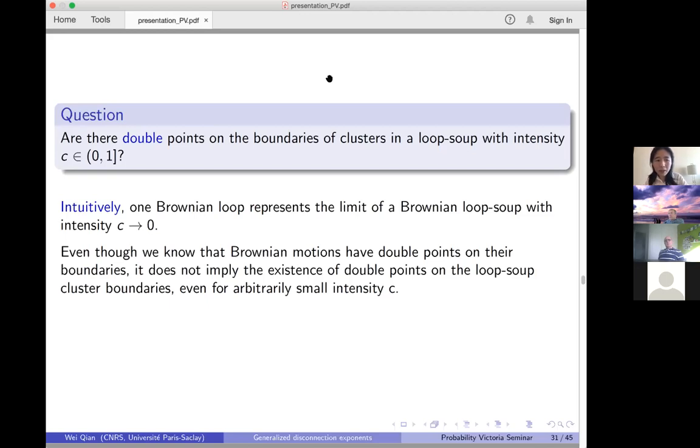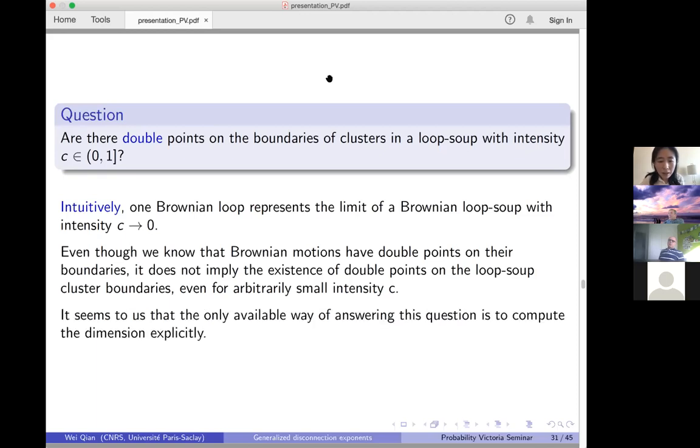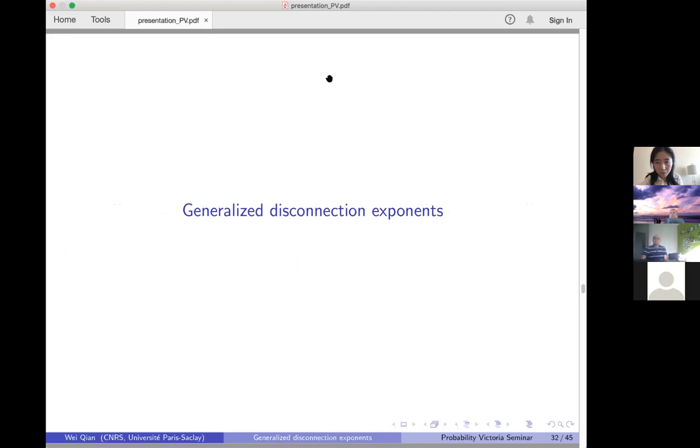However, even though we know that Brownian motions have double points on their boundaries, this does not imply the existence of double points on the loop soup cluster boundaries, even for arbitrarily small intensity C. So there is actually no way of directly answering the question of whether there exist double points on boundaries of clusters in a loop soup. Therefore, it seems to us that the only available way to answer this question is to compute the dimension explicitly. So this is what we will do using generalized disconnection exponents.